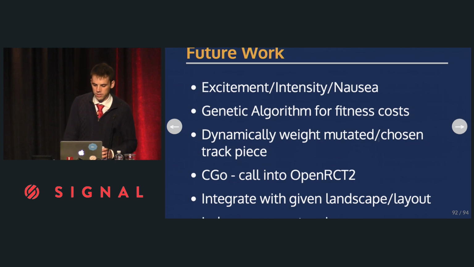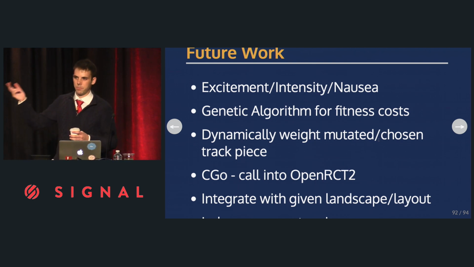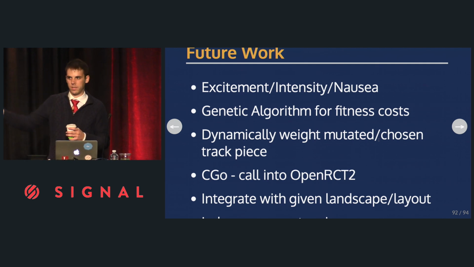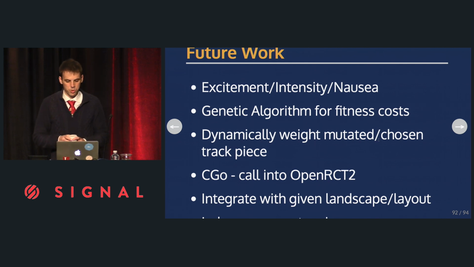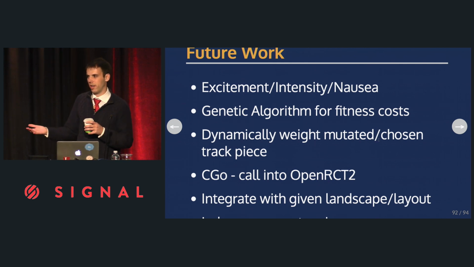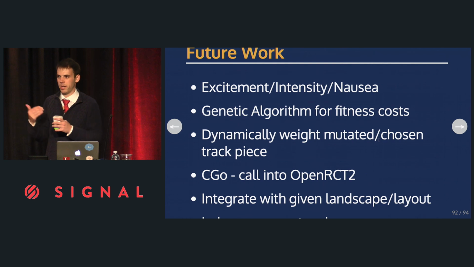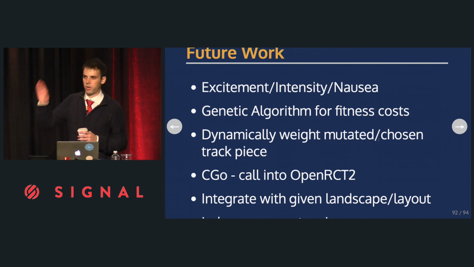Future work: actually plugging in excitement, intensity, and nausea. Possibly the cost as well. Right now I add penalties for collisions and penalties for tracks not being complete, but these are just hard-coded numbers in my code. You could tweak those with a genetic algorithm as well. You could see which ones actually give you better functions or not, and mutate those parameters based on a genetic algorithm.